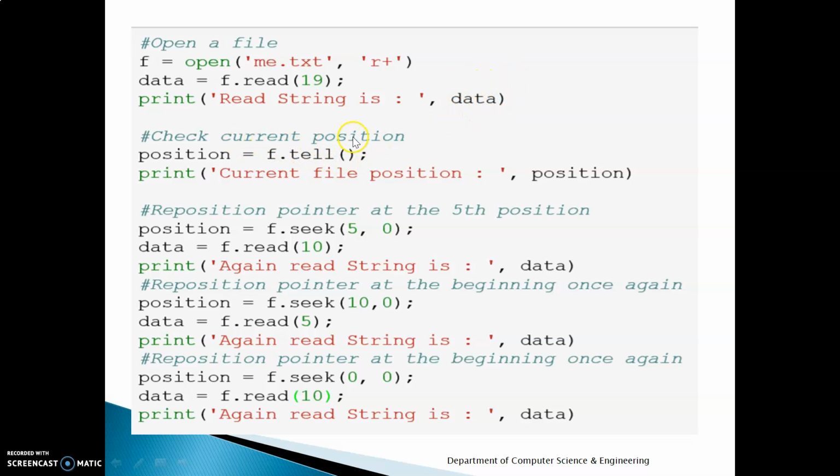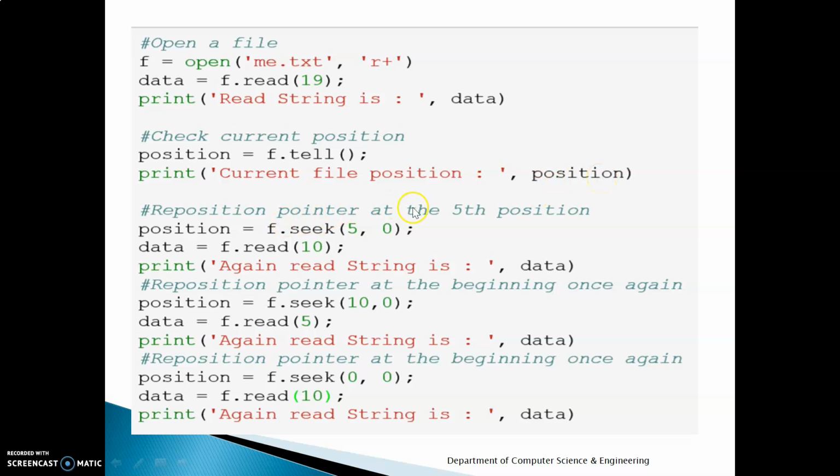Next you want to check the current position of the cursor. Position equal to f.tell. Whatever this returns, you store in a variable called position. So you print the current file position. Since you have read 19 characters, it would show you the cursor in the next position, and that is what it prints here.